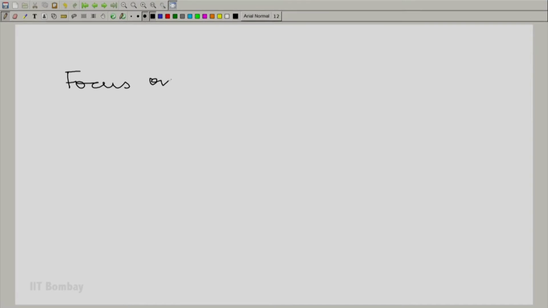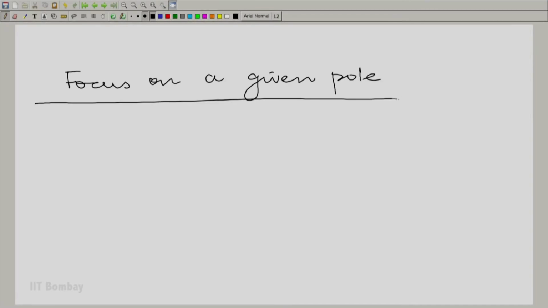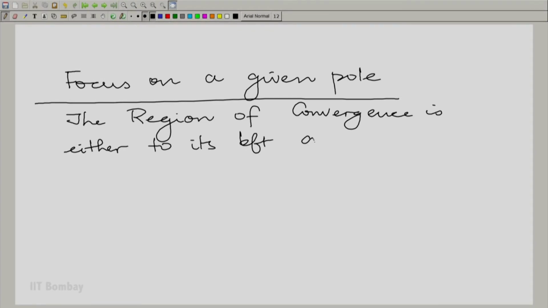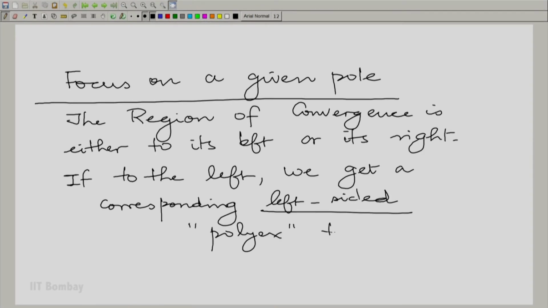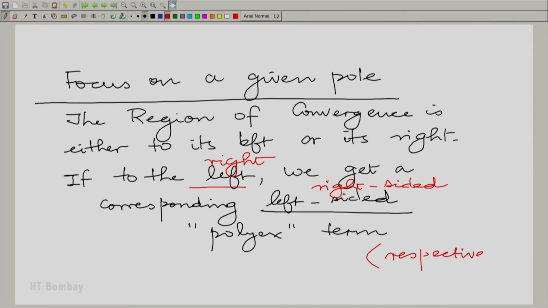So, let us review that. Now, we must review some of the critical ideas that we have to use. Focus on a given pole. The region of convergence is either to its left or to its right. If to the left, we get a corresponding left sided poly X term. And now I can write one more statement in the same breath, so to speak. If to the right, we get a right sided poly X term.